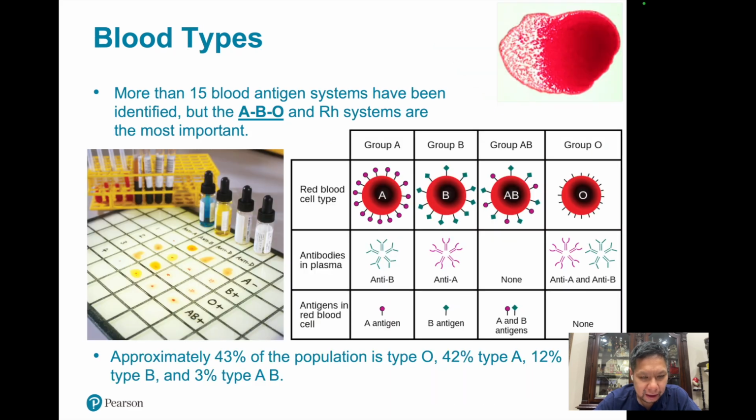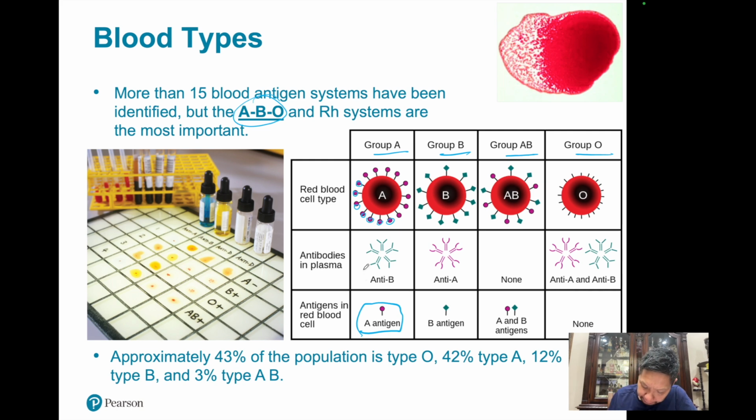So what exactly are blood types? Well, we have four blood types. It's called the ABO system because you have Group A, Group B, Group AB, and Group O. When you look at a red blood cell that's in Group A, you see it has these little circly things right here. These little circly purple things are called the A antigen. And so when you have blood type A, your red blood cells have the A antigen.